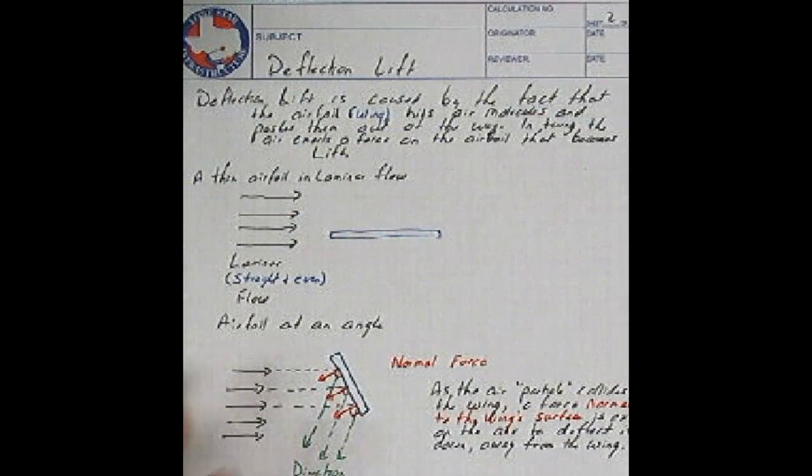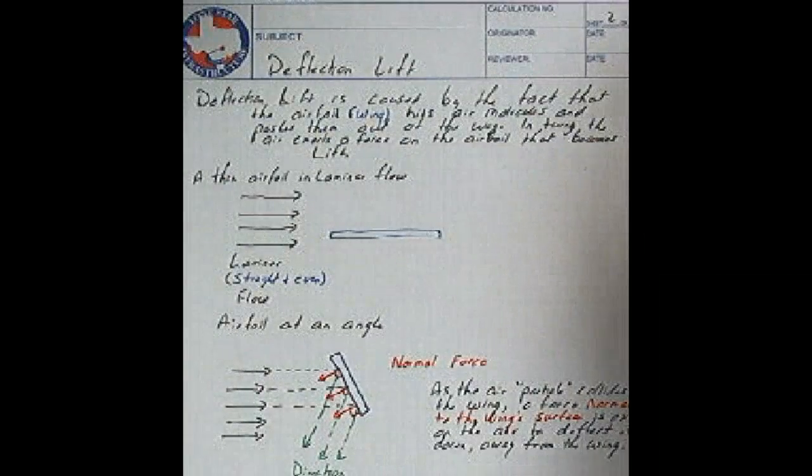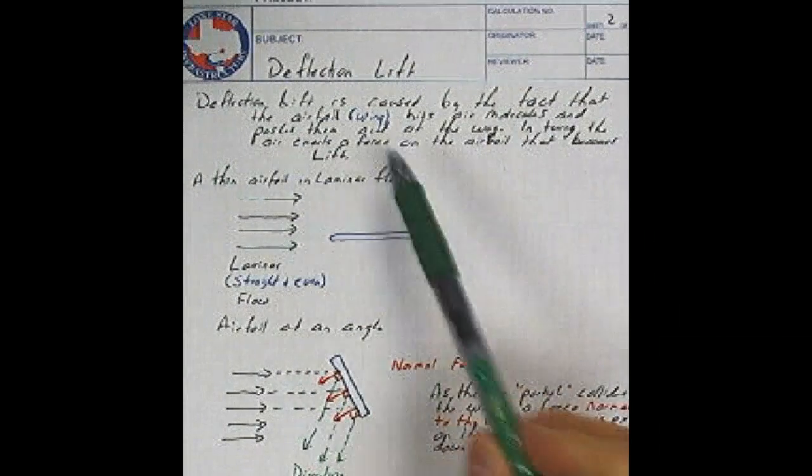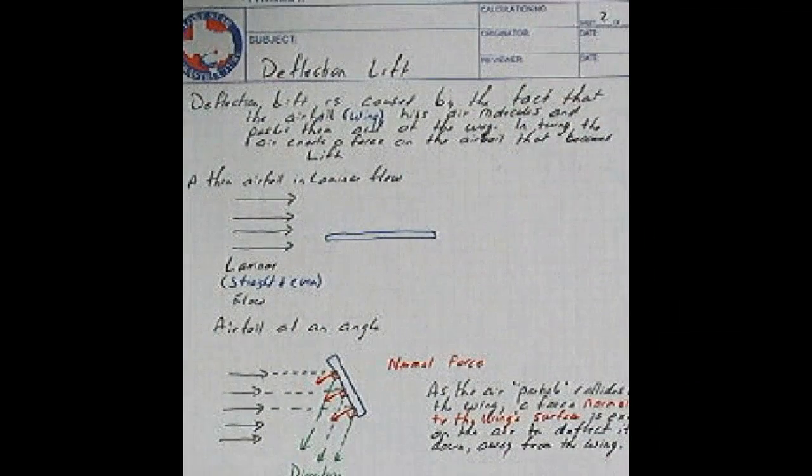So first one we want to look at is deflection lift. And deflection lift is just based on the fact that we are moving the particles of air out of the way with our airfoil, with our wing, as it moves through the air. Deflection lift is caused by the fact that the airfoil hits the air molecules and pushes them out of the way, and in return, those air molecules, in Newton's second law, exert a force back onto my airfoil that we hope becomes lift.